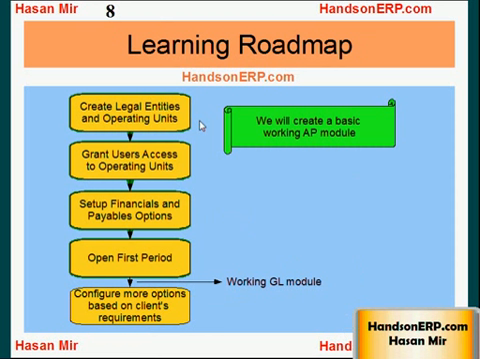Okay, so now let's talk about the learning roadmap. How are we going to learn the payables module? First, we're going to create a basic working AP module, and in order to do that, we need to go through all these steps. So we'll be talking about legal entities and operating units and granting access on these, and then setting up financial and payable options, and finally opening the first period, and then we have something that we can experiment with further.